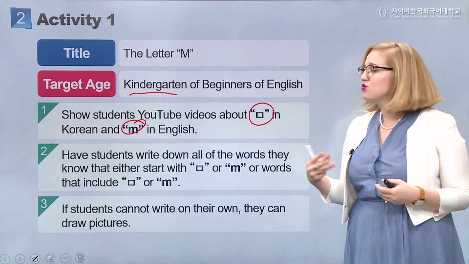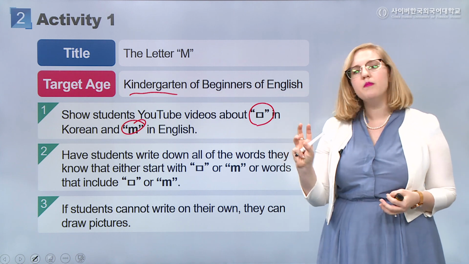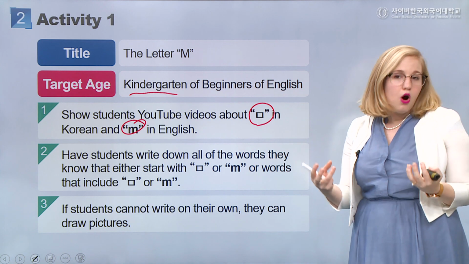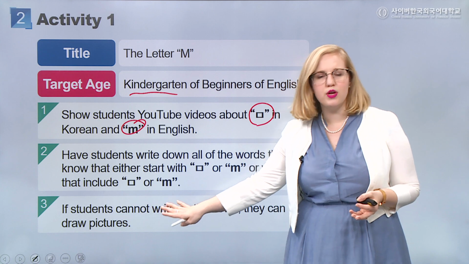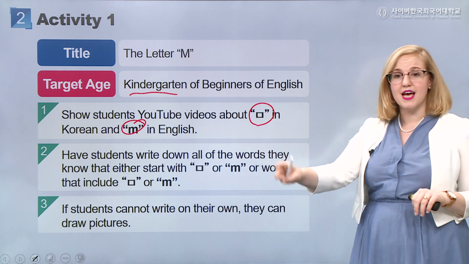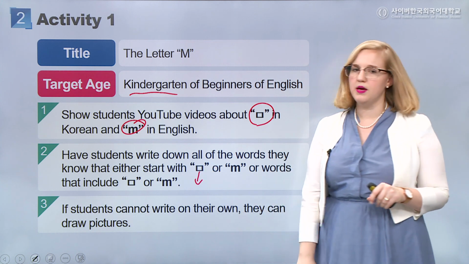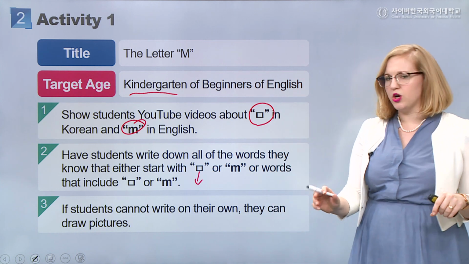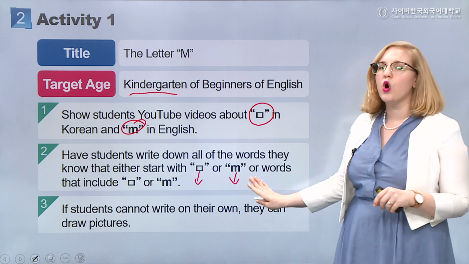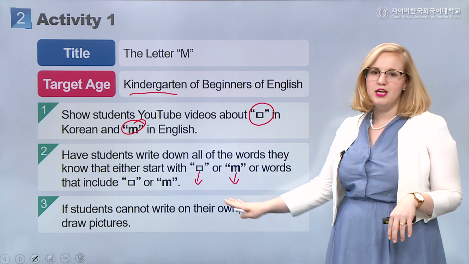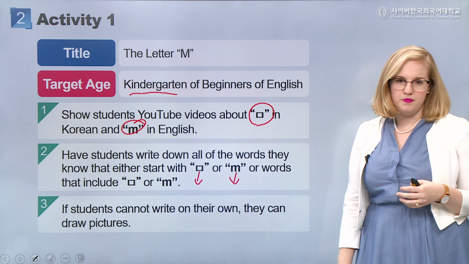Then have students write down all of the words they know that start with either the mium or the letter M. Or, if that's too complicated, just words that include these sounds. So of course, they're going to have 2 lists. The first list is going to be the mium list, listing all of their Korean words. And the second list is going to be the M list, listing words that start with the letter M. So 2 lists, one is in Korean and one is in English.